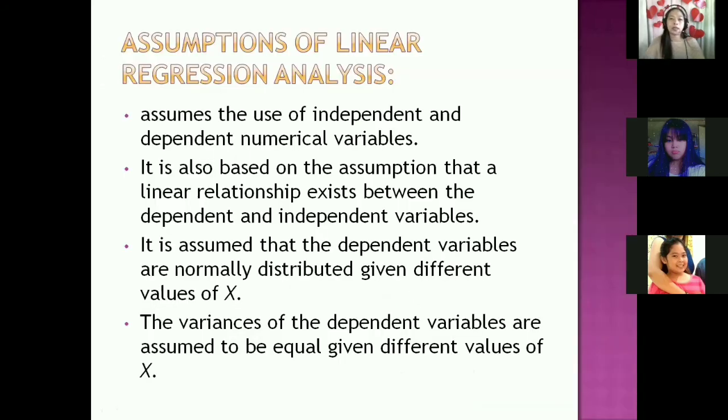Thank you very much. But I would like to emphasize that you cannot just do linear regression even if you would like to, because there are several assumptions. One is that it uses independent and dependent numerical variables. Next, it should be based on the linear relationship assumption that a relationship exists between dependent and independent variables. If not, then we cannot use linear regression analysis. Third is to assume that the dependent variable is normally distributed. There is a test to determine if it's normally distributed. When we say normal distribution, you can have a bell shape. It also assumes that the variances of the dependent variable are equal given different values.